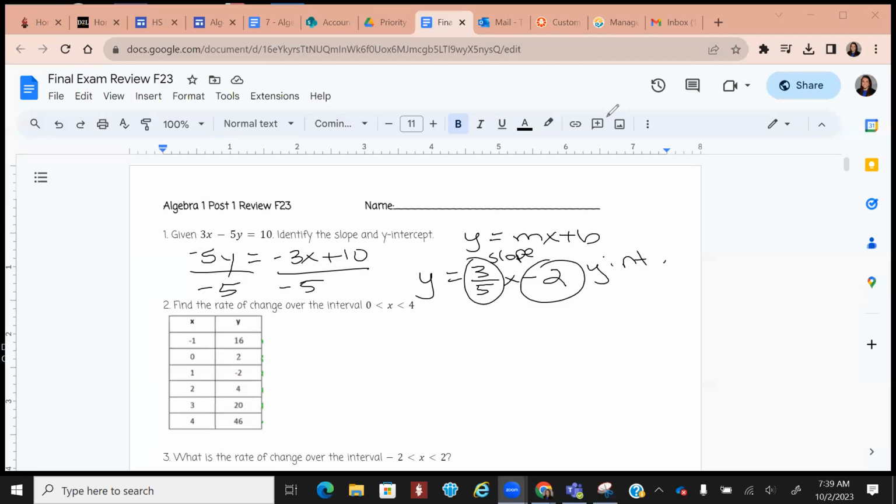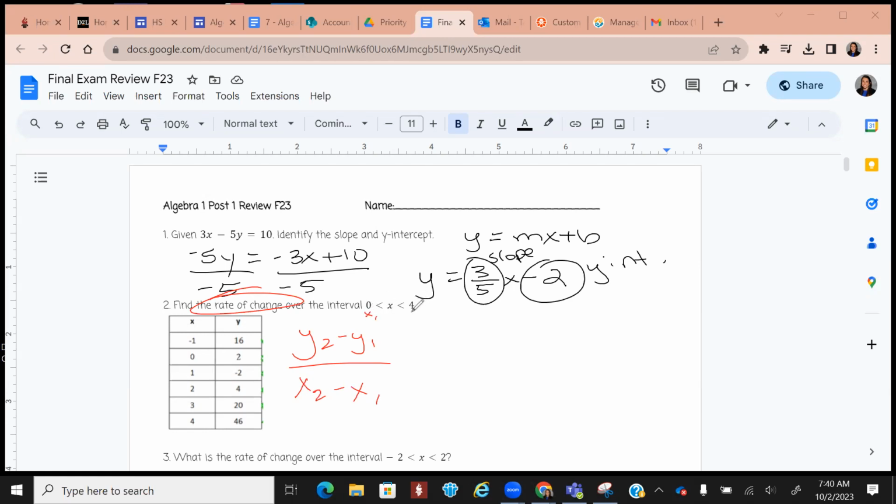On the next one, it's asking for rate of change. Rate of change is just a fancy way of saying slope. If you don't know the formula for slope, here it is. I don't know if they'll actually give this to you. I don't remember if this is actually on the formula sheet or not. At this point, you should have this one memorized. But you're 0 to 4. That's what this is saying, from 0 to 4.